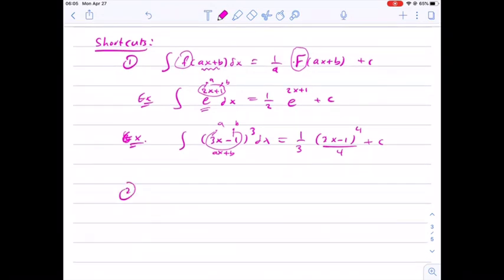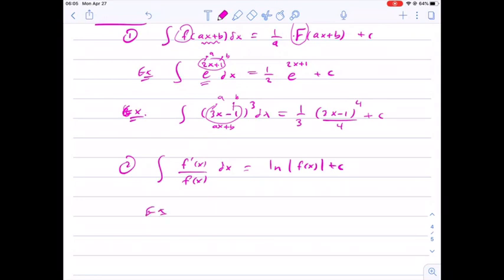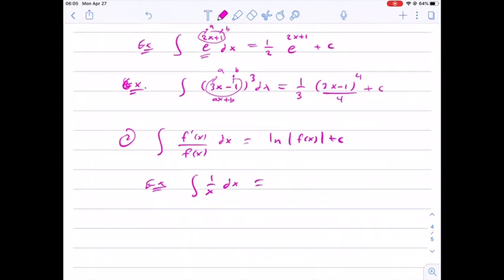Also, one more useful shortcut is the following. If you have a derivative on top and the original function in the denominator, then this is natural log of the absolute value of the denominator plus c. For example, the integral of 1 over x dx, we know that this is natural log of the absolute value of the denominator, because as you can see, the numerator is the derivative of the denominator. So this is f prime and this is f. So this is natural log of absolute value of x plus c.